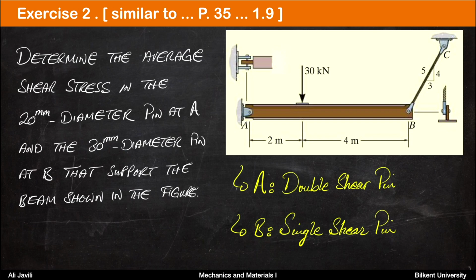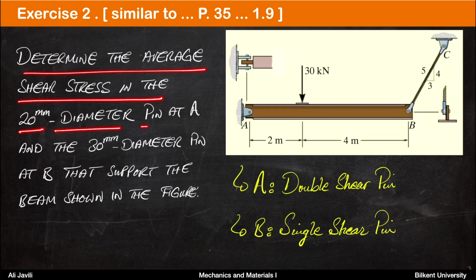The second exercise of today's lecture is similar to problem 1.9 on page 35 of the Hibbeler book. For the given structure in the picture, determine the average shear stress in the 20 millimeter diameter pin at A. So that's pin at A, and it has the diameter 20 millimeter. And also for the 30 millimeter diameter pin at B. So for this one.